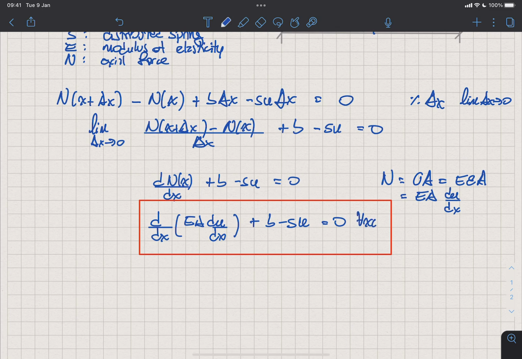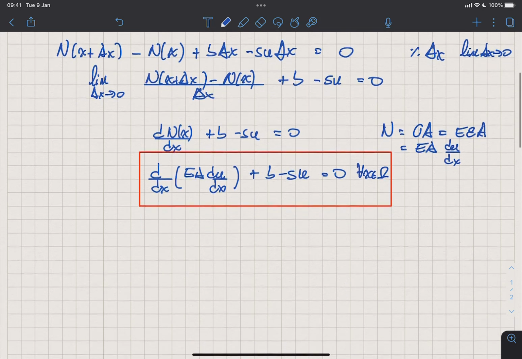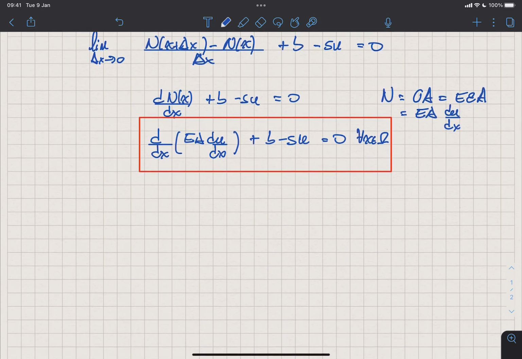For all x that belongs to omega, our little domain. Yeah? So how do we go about solving this equation? Well, who has an idea? Who has done this before?